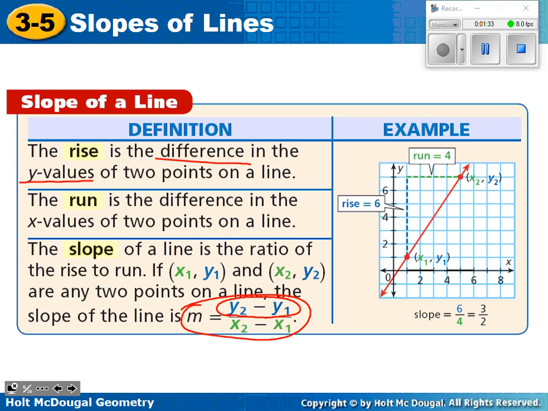So difference in the x values. And then notice in your slope formula down here that that's x2 minus x1 on the bottom because it's rise over run. The ratio of the rise to the run. And I'm assuming you guys have seen the slope formula, y2 minus y1 over x2 minus x1, correct? Okay.